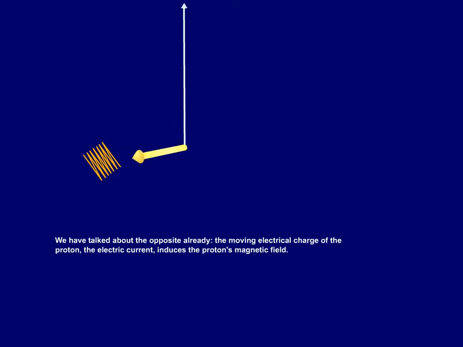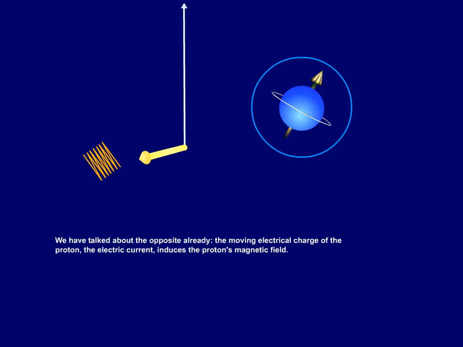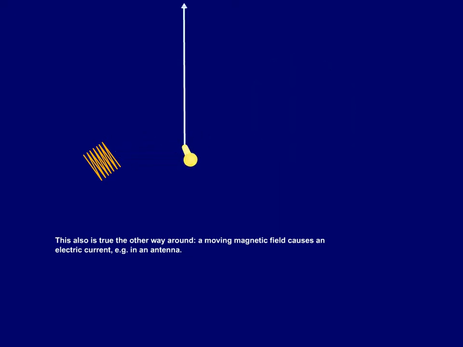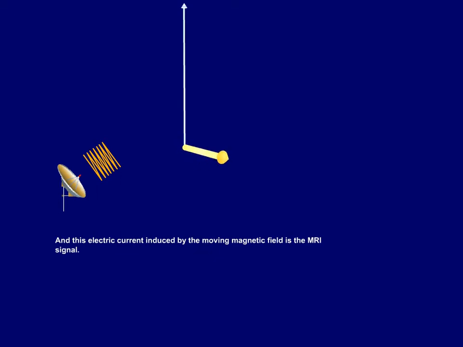We've talked about the opposite already. The moving electrical charge of the proton, the electric current, induces the proton's magnetic field. This also is true the other way round. A moving magnetic field causes an electric current, for example, in an antenna. And this electric current, induced by the moving magnetic field, is the MRI signal.